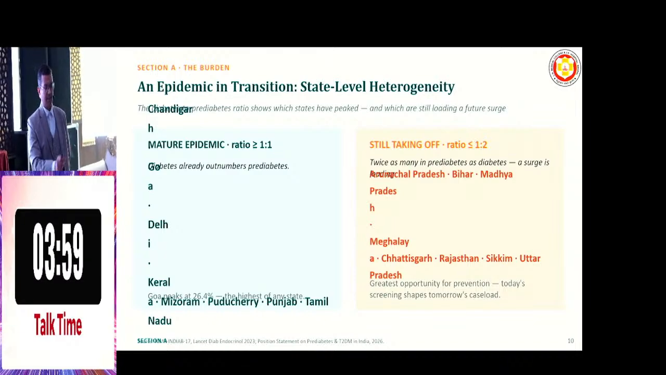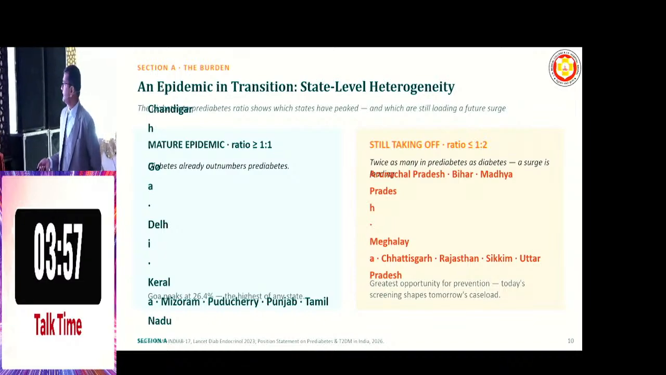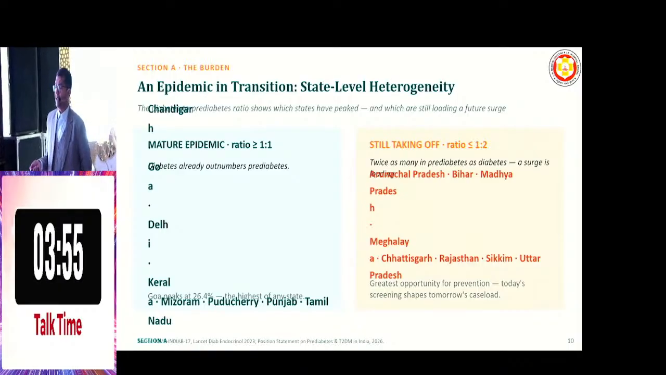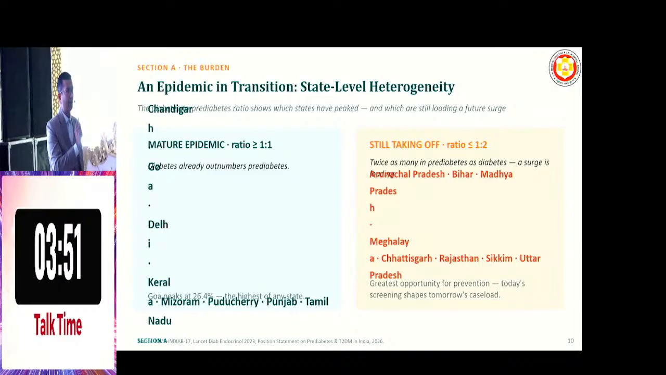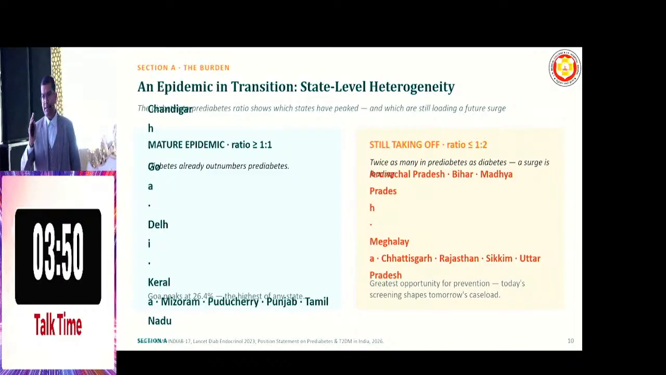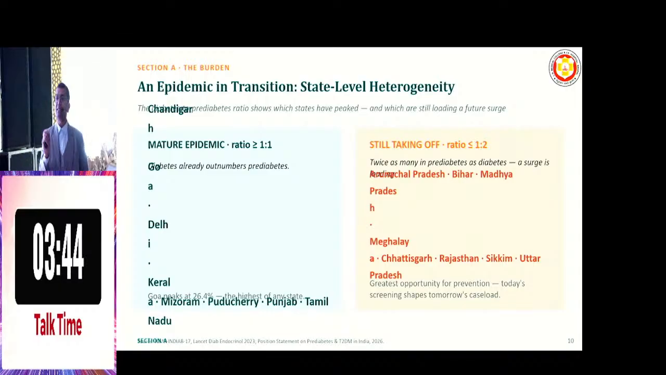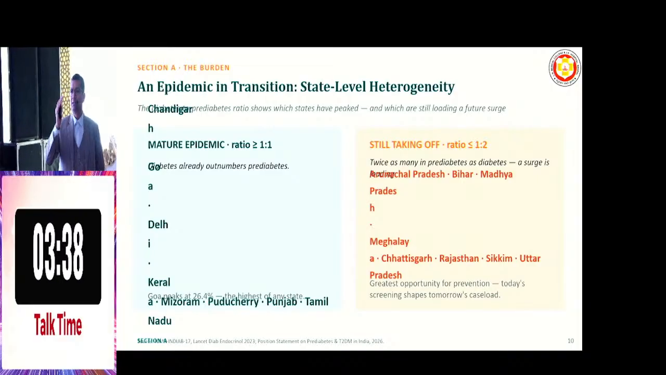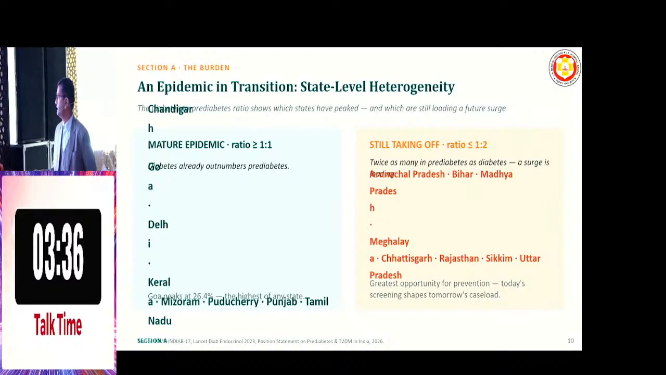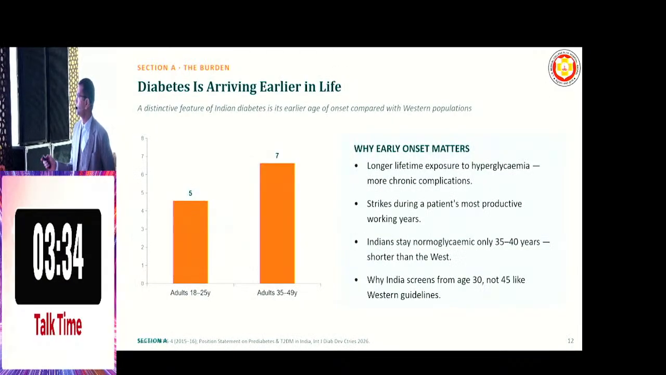So there is a thing where the epidemic is mature, where the ratio of pre-diabetes to diabetes is 1:1, and there is an area in the country like the central region, Madhya Pradesh, Uttar Pradesh, Rajasthan, where this pre-diabetes to diabetes ratio is 2:1. That means the speed is yet to become very fast. For that we need some preparation, about which I have come to talk to you. There is some problem with the slides.